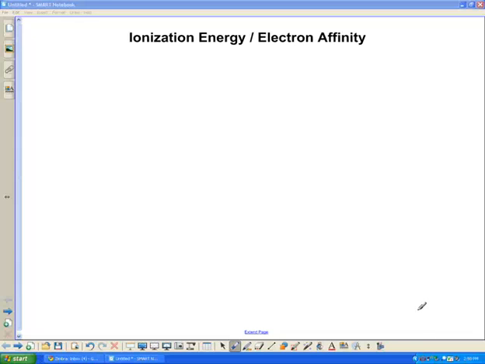Alright everybody, this is Dr. Pennington, going to be talking today about ionization energy and electron affinity. This follows on a little bit from our discussion of electron configurations. We're going to focus a lot more on ionization energy than we will on electron affinity, but I will cover both. But the emphasis is definitely going to be on ionization energy, simply because the trends are easier to follow.